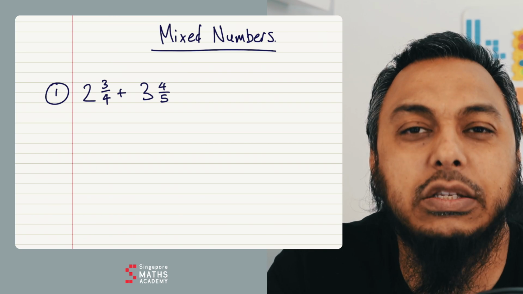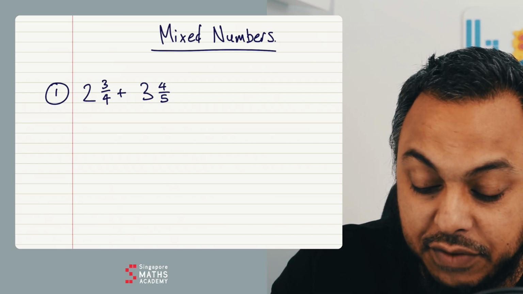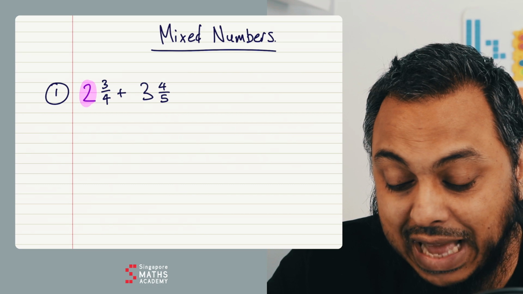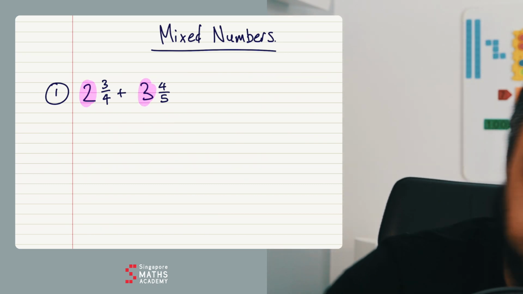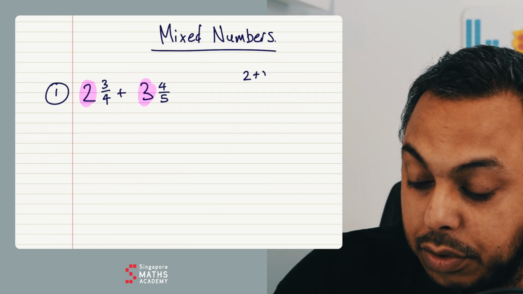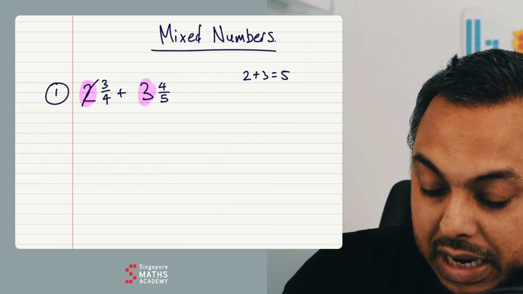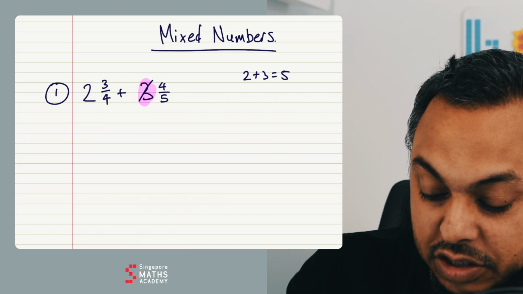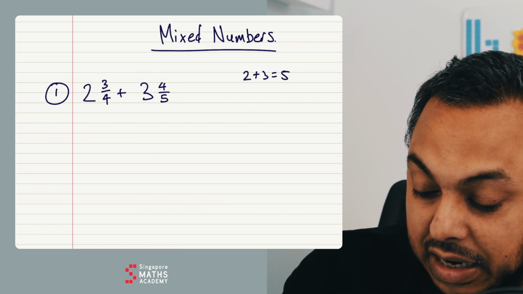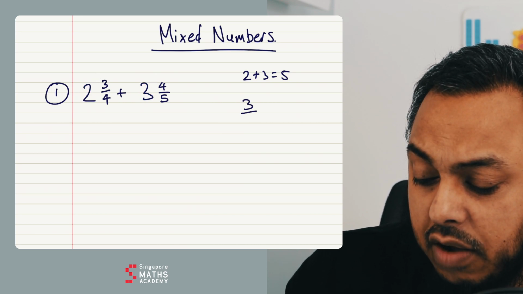Now there's different ways of doing this. Okay. For addition, we can just add the whole numbers. 2 add 3 is equal to 5. So 2 add 3 equals 5. And so I can just strike these off, and well, I don't need to strike them off, but in my mind I can strike them off, and then I can add the fractions which we're quite comfortable with.